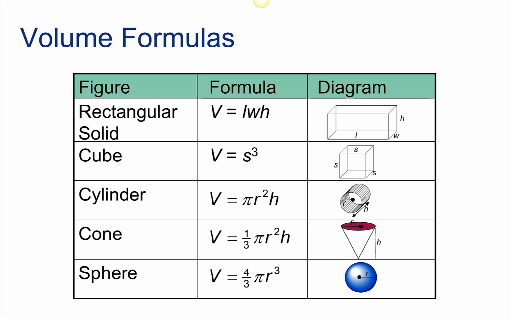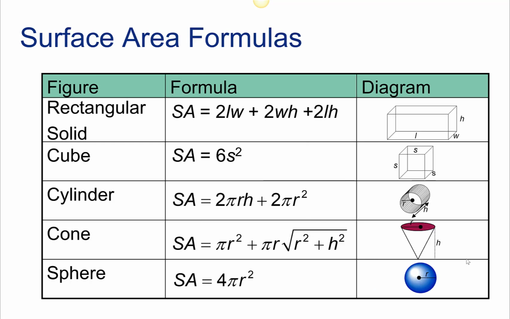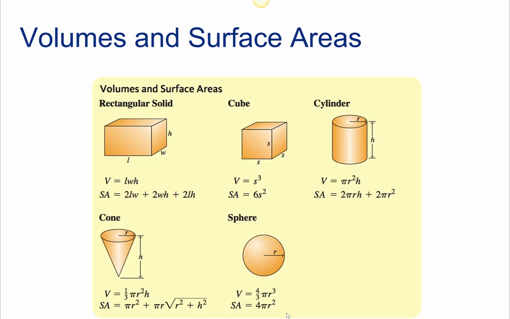And here are some of the formulas that we'll use. We do not do the cone. I should have taken that off the slide. So we're going to do the rectangular solid, the cube, the cylinder, and the sphere. And here are the surface area formulas. Again, we do not cover the cone, but we will do the rectangular solid, the cube, the cylinder, and the sphere.